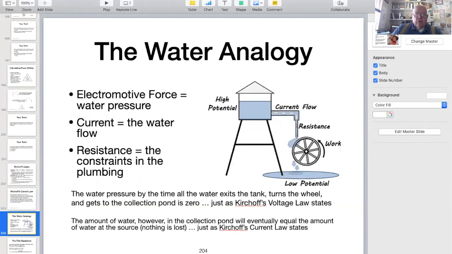So let's go back to the water analogy once again. The system behaves as Kirchhoff declared. All the pressure is used up, but all the water still remains. And so consequently, the water pressure, by the time all the water exits the tank, turns the wheel and gets to the collection pond, all the water pressure is 0, just as Kirchhoff's law of voltage states. The amount of water, however, in the collection pond will eventually equal the amount of water at the source. Nothing is lost, just as Kirchhoff's current law states.